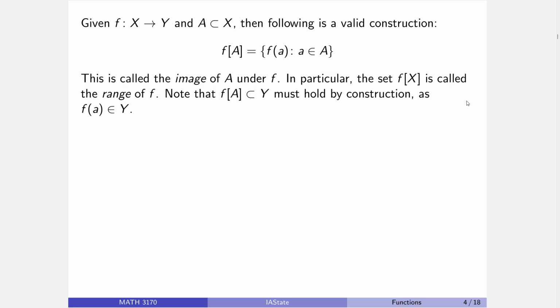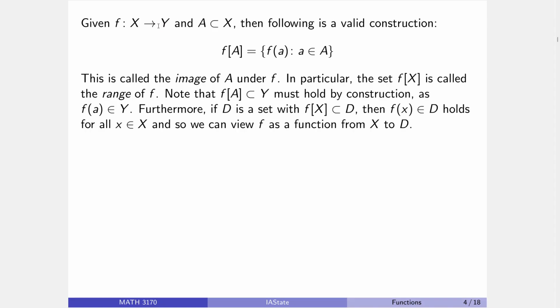So note something: f of A has to live in whatever codomain you have, because all of the outputs have to land in that codomain. And in particular, any set that contains the range is then automatically a codomain, and thus you can view your function from the set X to the set D if you want to. Right, so this change of codomain thing that we can do, we saw this in action with the x squared example.